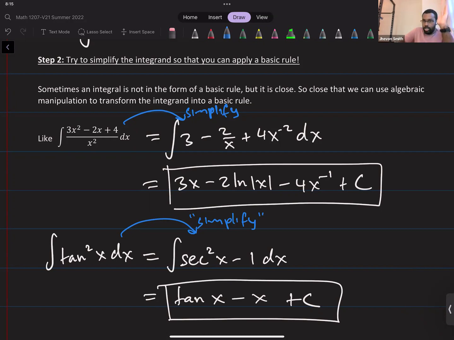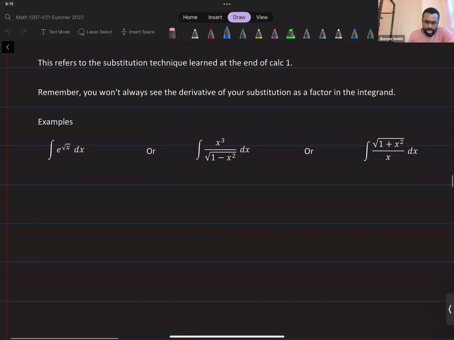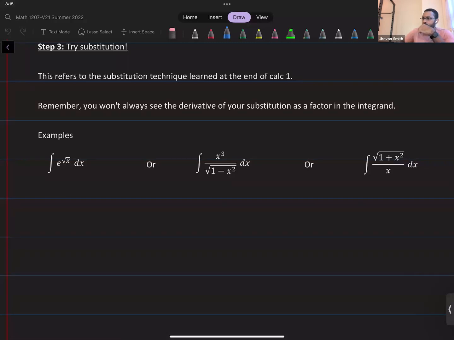So you see a random integral, the first thing you're going to think is, is it a basic rule? If it's not, can I simplify it to look like a basic rule? Can I rewrite it so that I can apply basic rules, right? Now, if those two things don't work, and in a Calc 2 class, it often will be the case that they don't work, the third thing you want to think about is a substitution. Try a substitution, right? And this is the last technique that you learned at the end of Calc 1.